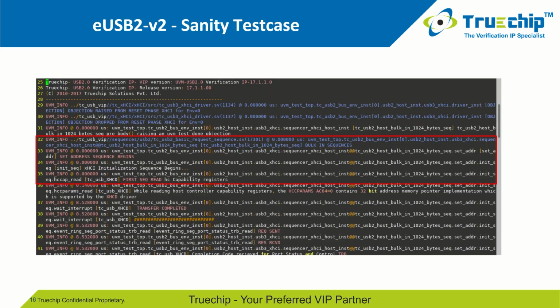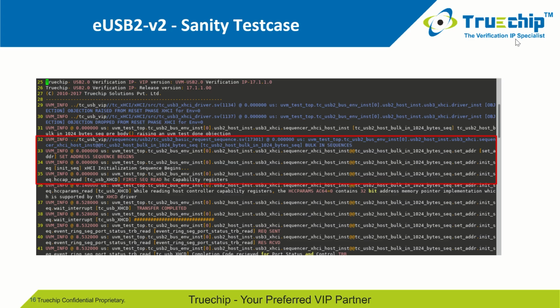Now, let's take a look at the logs and waveform of our eUSB2 v2 VIP, which we have generated by running a bulk-in test case to demonstrate the flow of data across host and device. Let's begin with device enumeration. This is the crucial first step where the host controller discovers and configures the connected eUSB2 v2 device.